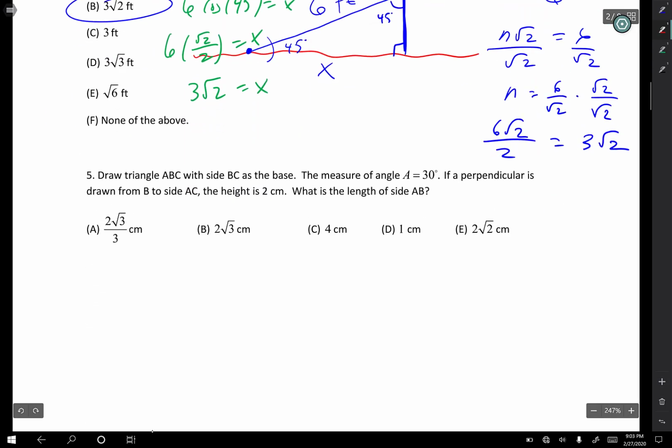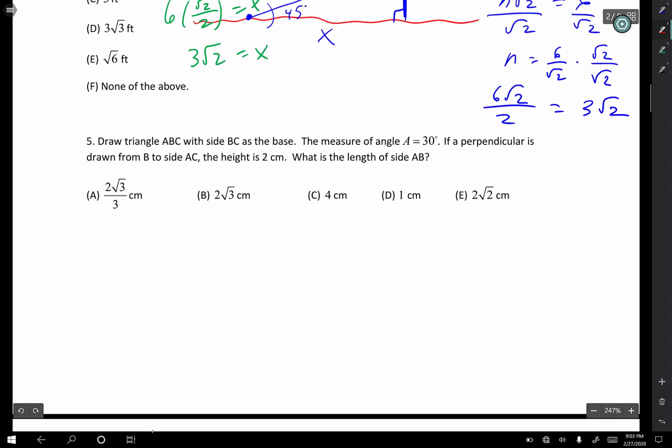All right. This one here is an example of one that you can do without a calculator. So I might ask you to not use a calculator for this one, guys. It says draw a triangle ABC with sides BC as the base. The measure of angle A is 30 degrees. If the perpendicular drawn from B to side AC, the height, is 2 centimeters, what is the length of AB?